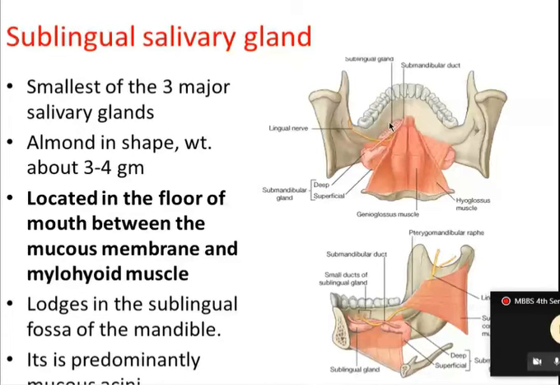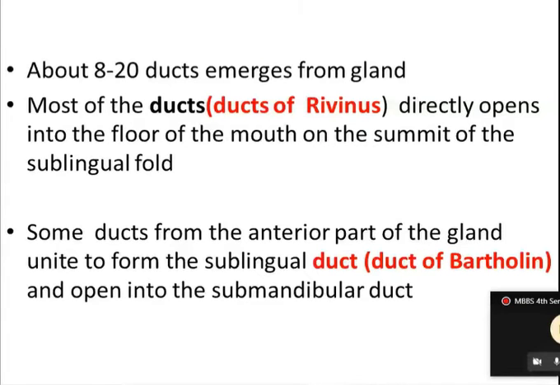So about 8 to 20 ducts emerge from the gland, and these ducts are known as ducts of Rivinus, which directly open into the floor of the mouth on the summit of the sublingual fold. And some ducts from the anterior part of the gland unite to form the sublingual duct of Bartholin, and open into the submandibular duct. Okay, it can open individually or it can open along with the submandibular salivary gland duct.